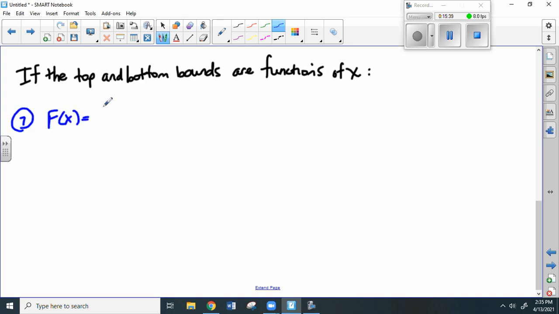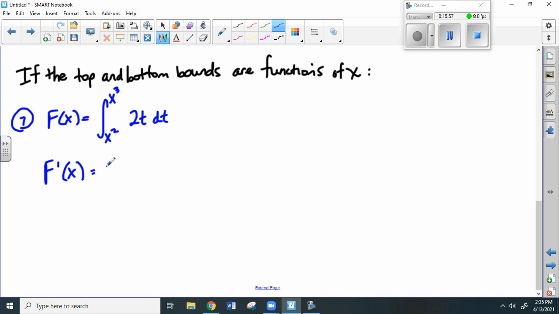All right, so let's say f of x equals, all right, the integral from x squared to x cubed of 2d dt, okay? And I'm asking you to take the derivative. Please, you have to understand I'm asking you to take the derivative, all right?